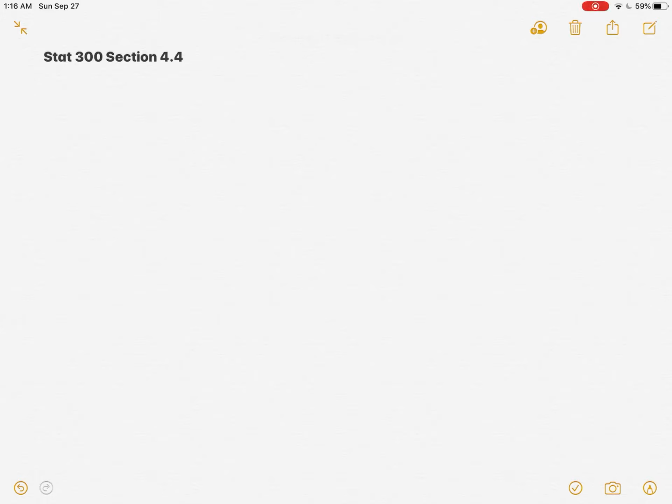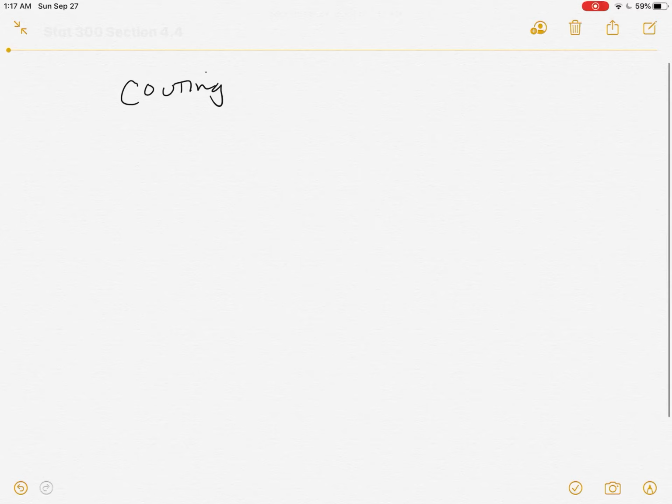Welcome to section 4.4. In 4.4, we're going to be looking at how to count. So I'm going to just call it counting. And the best way that I can describe this, I would recommend that you read the book and see what they're saying. But the best way that I can teach you how to count is with a series of questions.